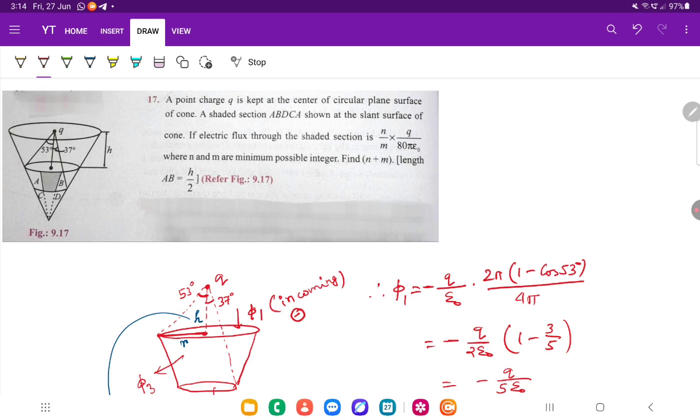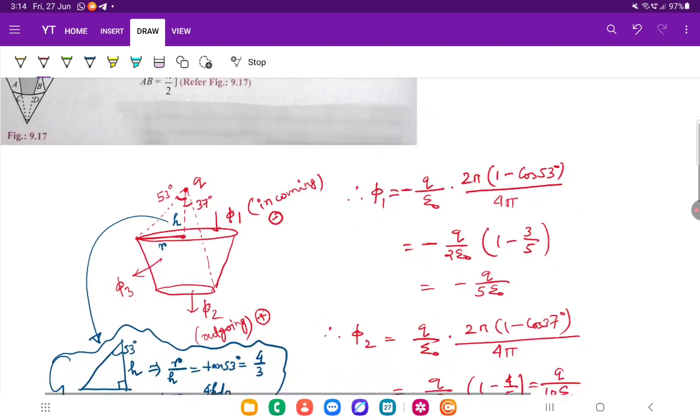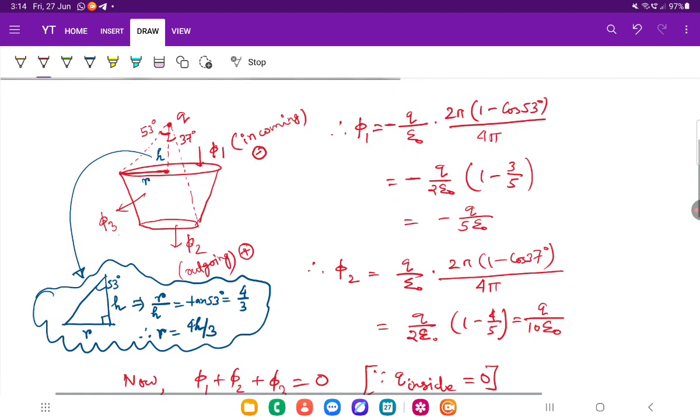And if the electric flux through the shaded section is n upon m times q by 8 pi epsilon naught, where n and m are minimum possible integer, find n plus m, and AB length is given in terms of h as h by 2. And all the other dimensions and angles are shown in the figure. We'll use this data as well, right? So let's proceed to the solution.